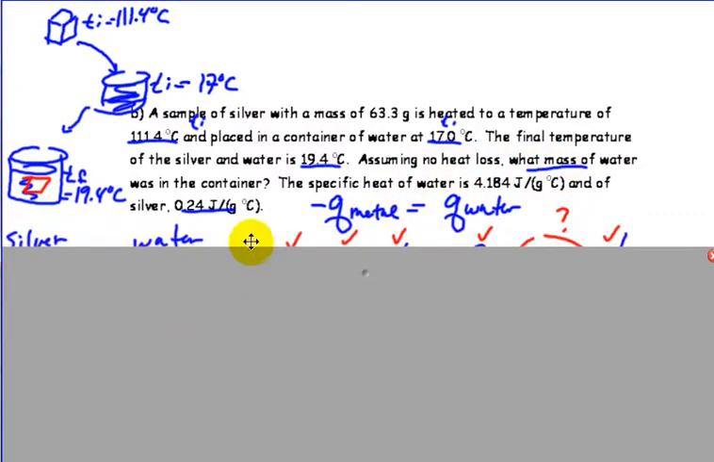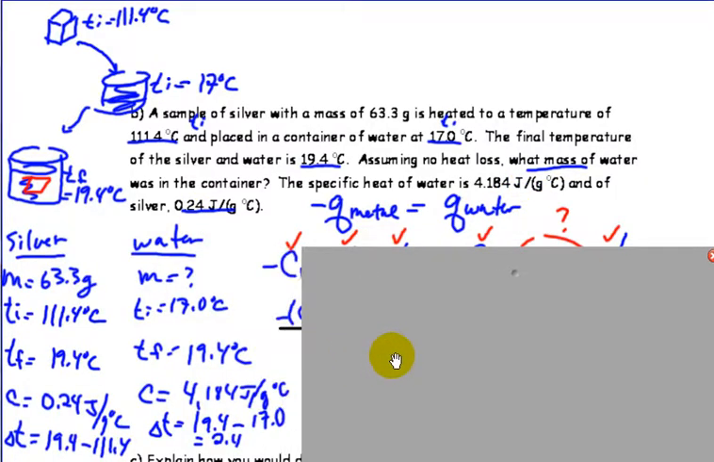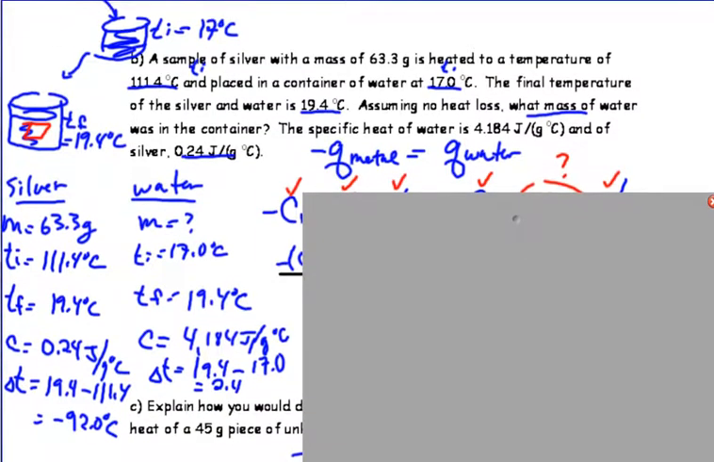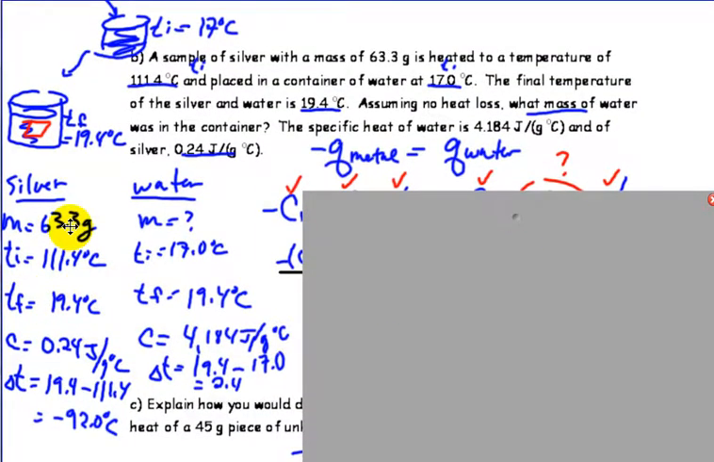So again, we're looking at, oh, and we're also told that it's water, of course, so 4.184 is the specific heat of water, and silver, 0.24 joules per gram degree C. So all of this information we can get out of that paragraph there. The mass of silver, the initial temperature of silver, the mass of water we're asked to find out, so that's the question mark. The initial temperature of water is 17 degrees. They both reach the same final temperature of 19.4. Specific heat of silver, specific heat of liquid water.